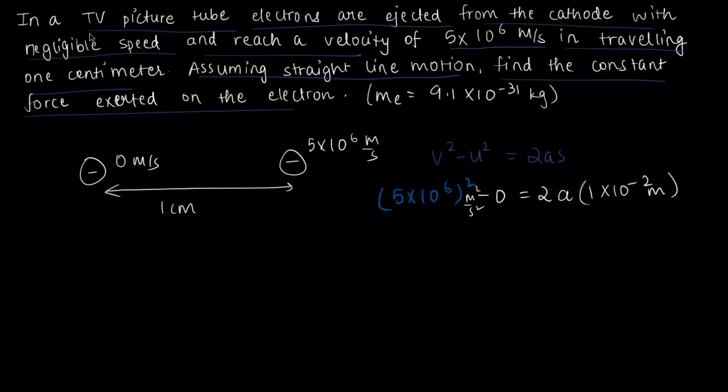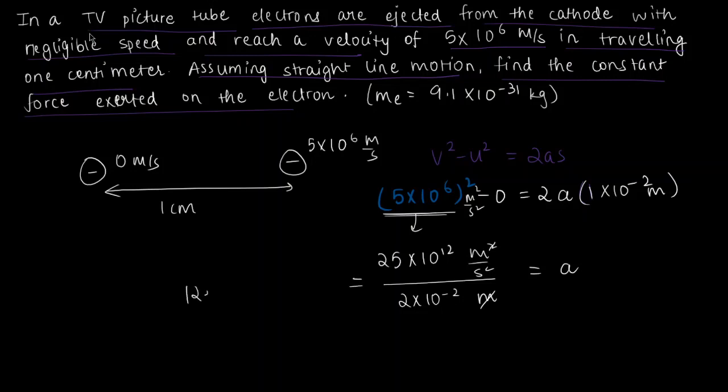Now what you can do is you can take this to the other side and if you solve this, you get 25 into 10 to the power 12 meters squared per second squared, divided by 2 into 10 to the power negative 2 meters. That is equal to the acceleration. And if you do a bit of arithmetic, you arrive at 12.5 into 10 to the power 14 meters per second squared. That's the acceleration. To refine it, you can write this as 1.25 into 10 to the power 15 meters per second squared, just to make everything in scientific notation.